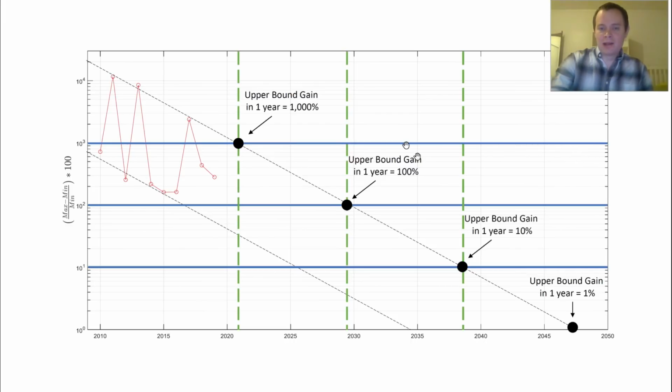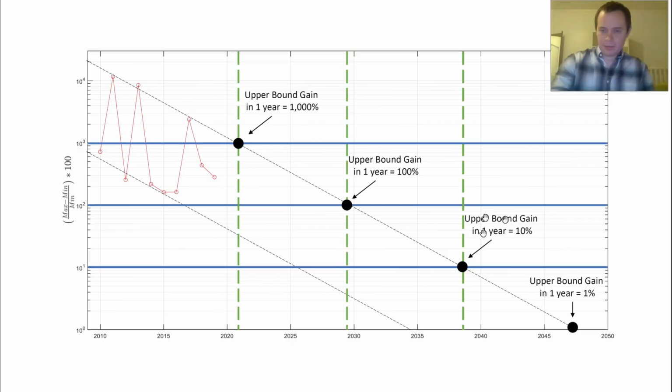And at that point, your upper bound gain, according to this trend line, would be around 100%. That doesn't mean, again, that you can't make more than 100% if you were to have held it for, say, 3 or 4 years. It just means that's the percent difference between the minimum and the maximum in that calendar year.